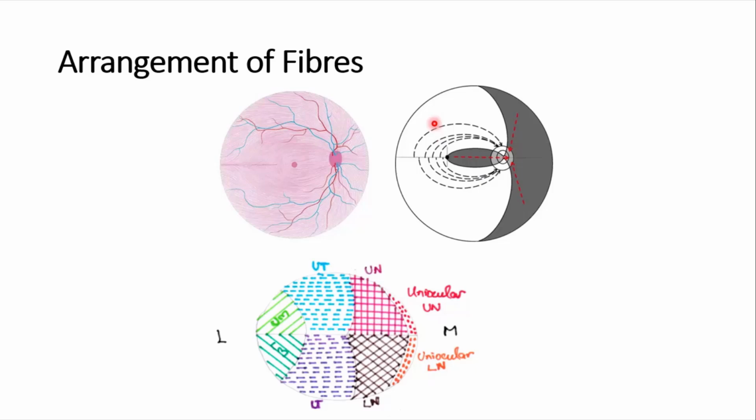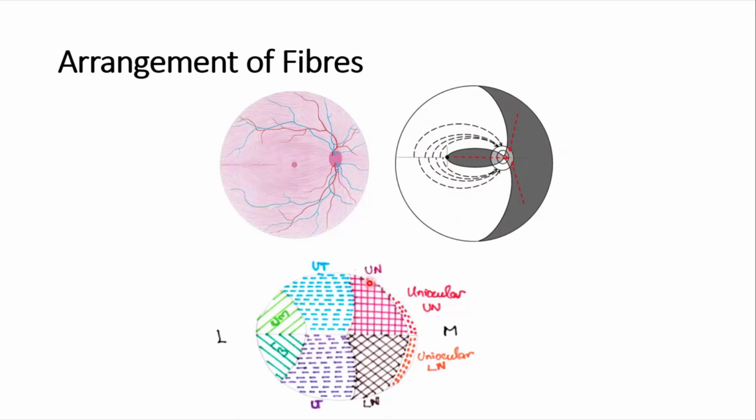Now, this is very important: it's not temporal to the optic disc, but temporal to the macula. So these fibers, the axons of the ganglion cells which are temporal to the macula, will go to the superior and inferior aspects of the optic disc. And those ganglion cells which are originating from the nasal aspect, anywhere nasal to the macula in the retina, will go into the nasal aspect of the optic disc.